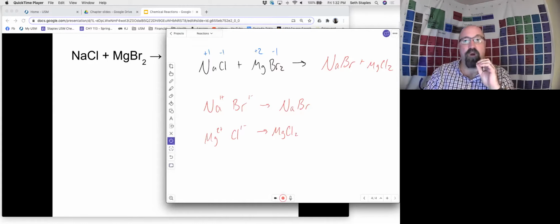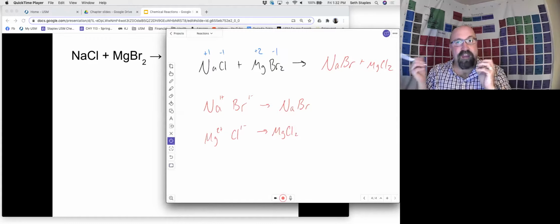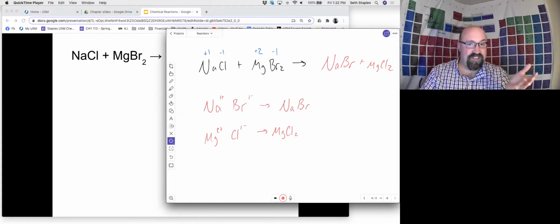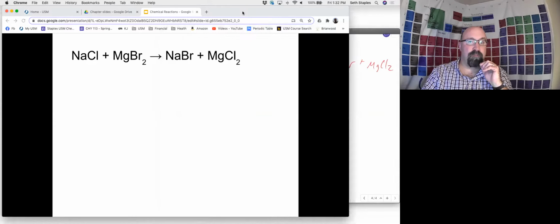So I wanted to show this to show where the balancing comes from. It's because we recombine elements from our reactants to our products, and in that recombination, they could very well be coming together in very different ratios than how they existed in the reactant side, which leads us to then having to balance our equation.